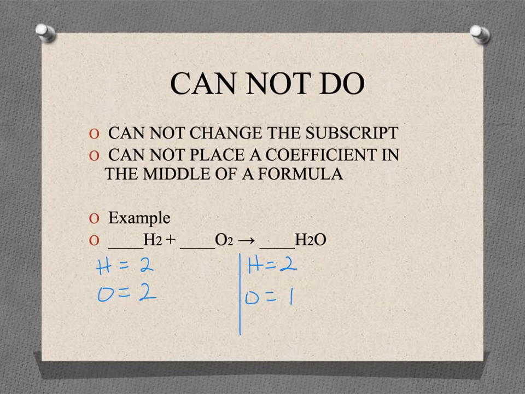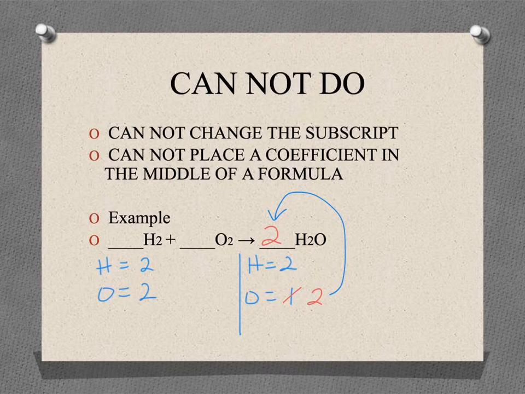So the hydrogen are balanced, but the oxygen are not. So if I have 2 oxygen over here and 1 over here, I need to make this a 2. And when I make this a 2, this automatically gets moved up to here. So this is a 2.